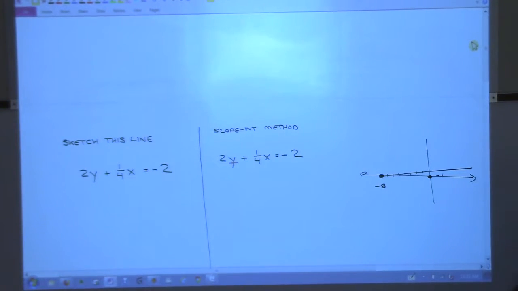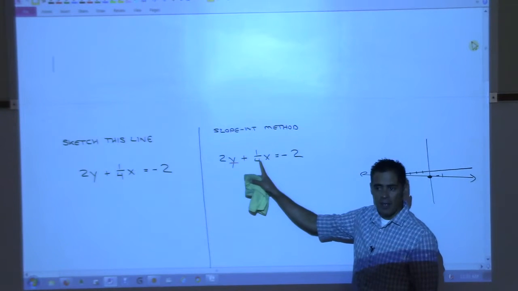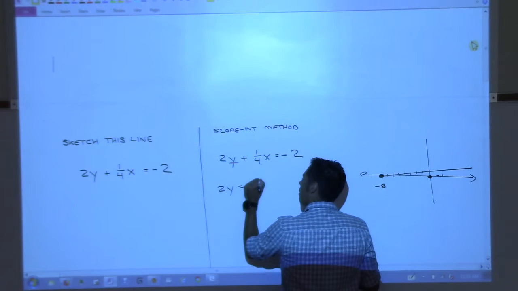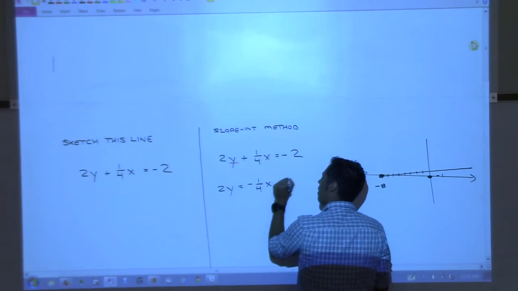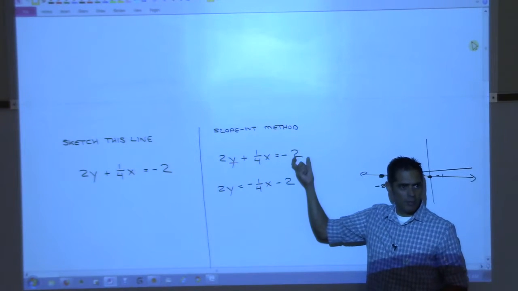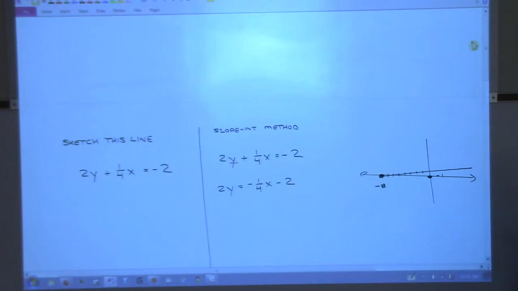So I would want to move the x term over first, right? Get that thing out of here, move it to the right. It would become negative on the right-hand side. Now I'm not showing that work. I'm trusting you're all comfortable with moving terms to the other side. And what would be the next step?